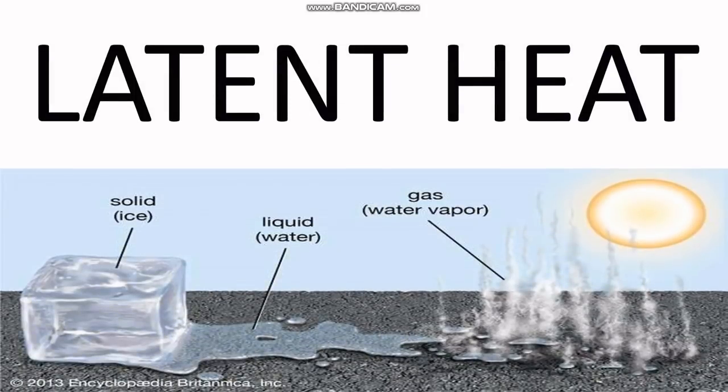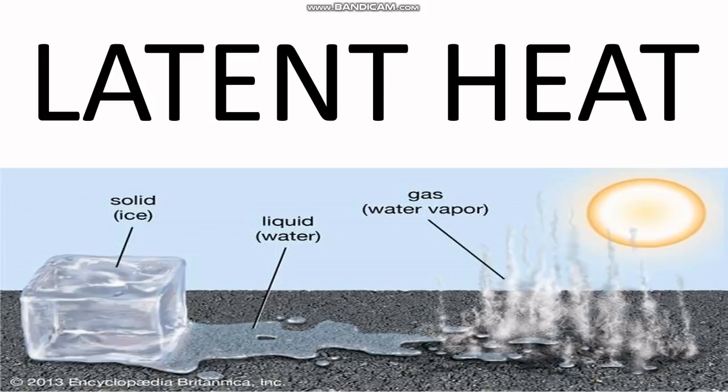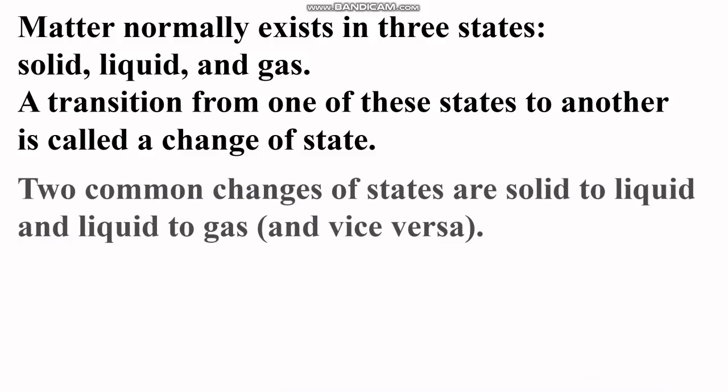In this module, you will learn about latent heat. Matter normally exists in three states: solid, liquid, and gas. A transition from one of these states to another is called a change of state.